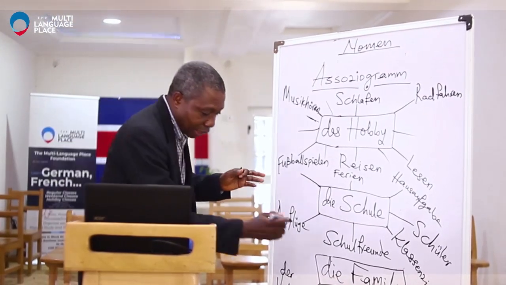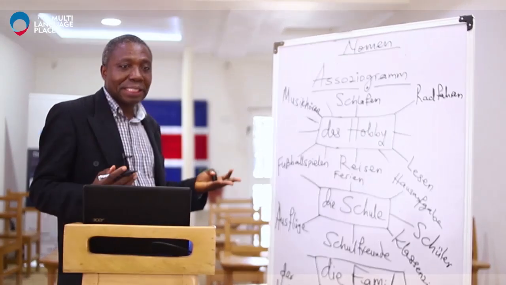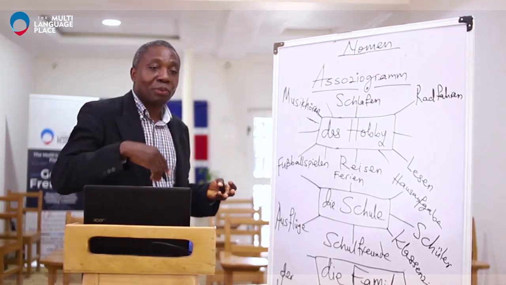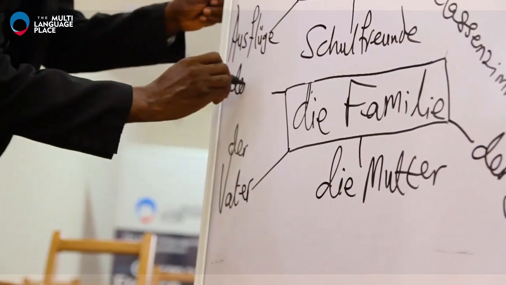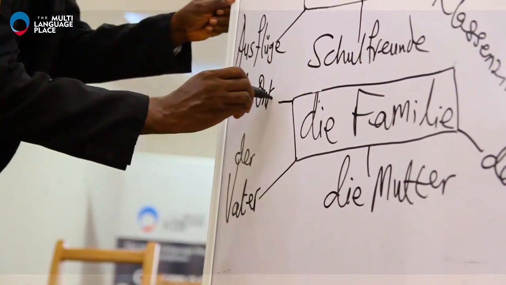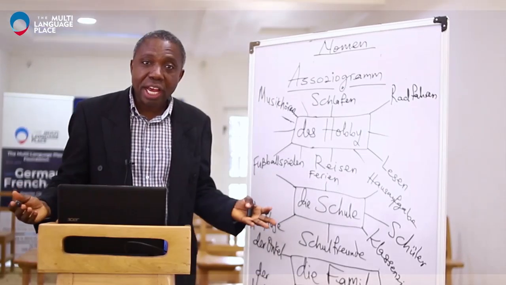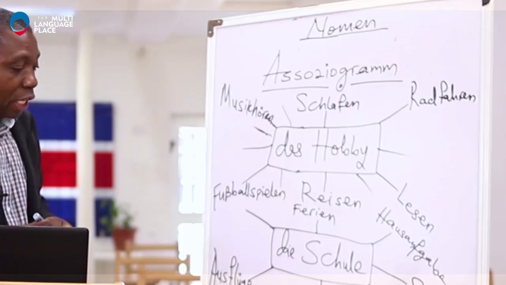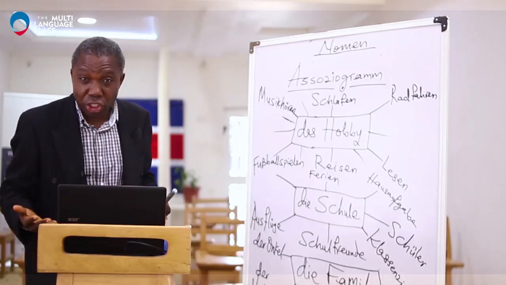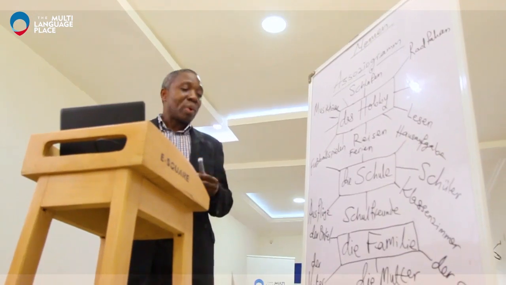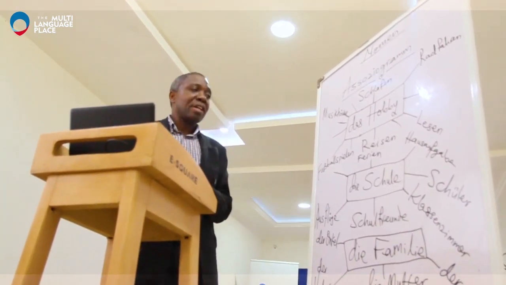You can keep on and you can continue to increase it. When you talk of a family, you can talk of uncle, the uncle. On and on. Die Tante, das Mädchen. You can just keep on increasing it. So this approach, the use of association, will help you to increase your nouns very fast.